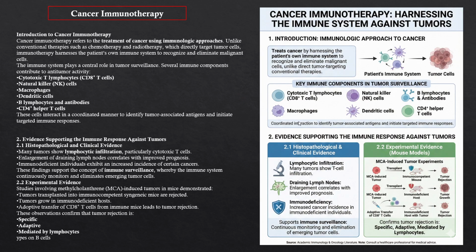So discussing the immunological approach for cancer immunotherapy, the cancers are treated by harnessing the patient's own immune system to recognize and eliminate the malignant cells. For example, cytotoxic T lymphocytes, natural killer cells, B lymphocytes and antibodies, CD4 helper T cells, dendritic cells, and macrophages. The evidence supporting immune responses against tumors is histopathological and clinical. There are also experimental evidences like the mouse models.